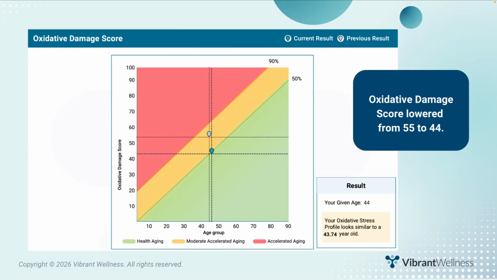When you order a repeat Cellular Zoomer on the same patient, the results display patient progress. As before, current results are indicated by a dark blue pin, and previous results are indicated by a light blue pin. In this example, the patient made significant changes to their diet and lifestyle to lower their oxidative damage score from 54.78 to 43.74 over the course of 1 year. This example illustrates how the Oxidative Stress panel from the Cellular Zoomer can help guide providers and motivate patients to make diet and lifestyle changes to lower their oxidative stress and slow aging.